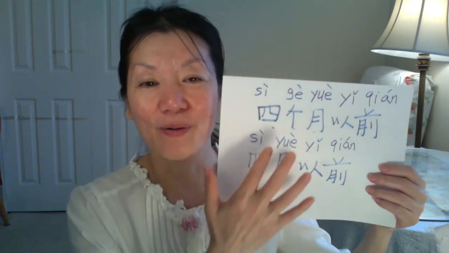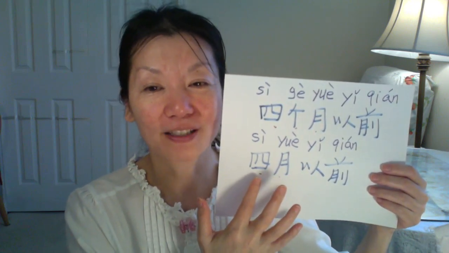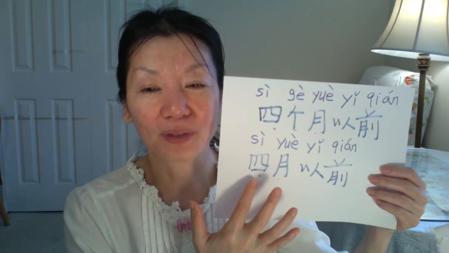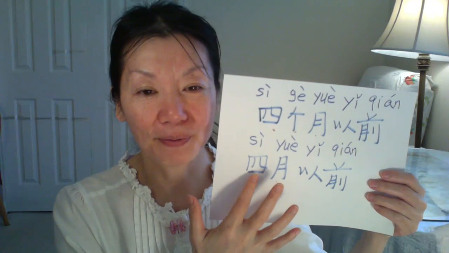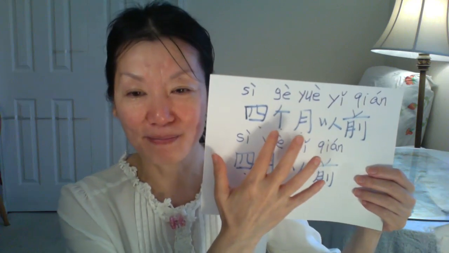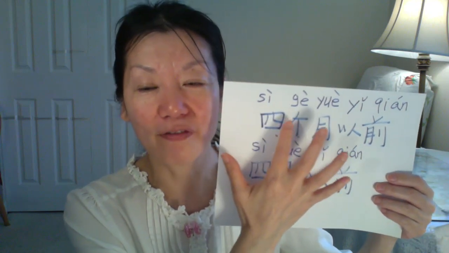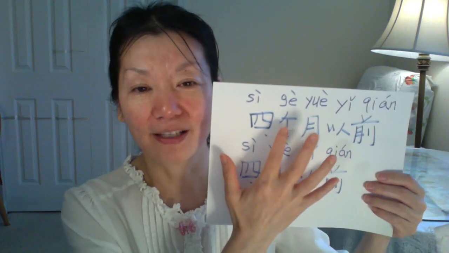4 years ago. Why say down here again? Again, because in Chinese, we say 四月, meaning April. 四个月, when we say 四个月, 4 months, we need the measure word because we want to show they are different. 四个月, 4 months, 四月, April. That's why, that's the measure word.